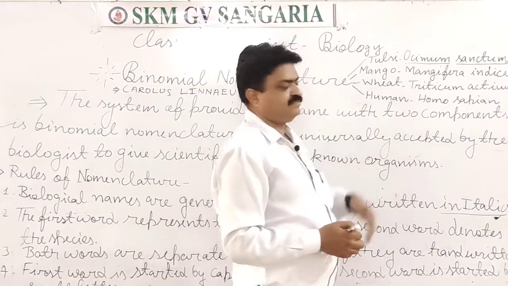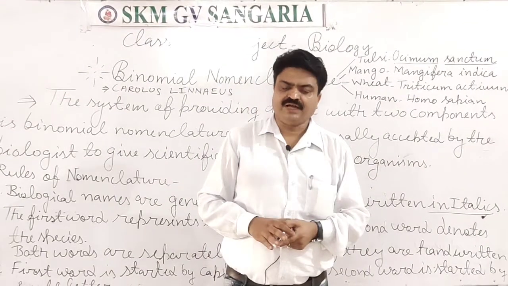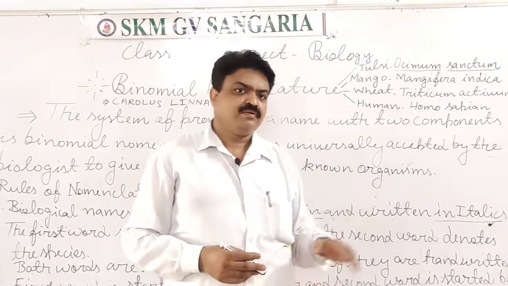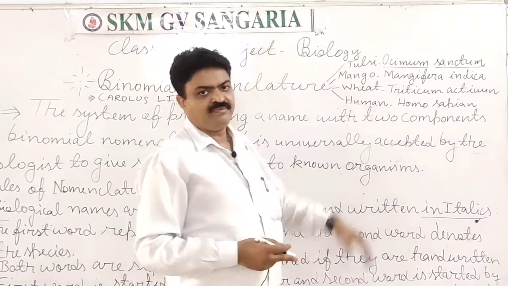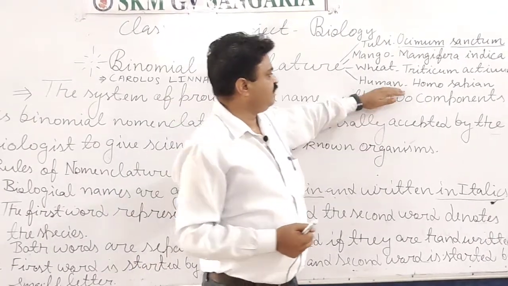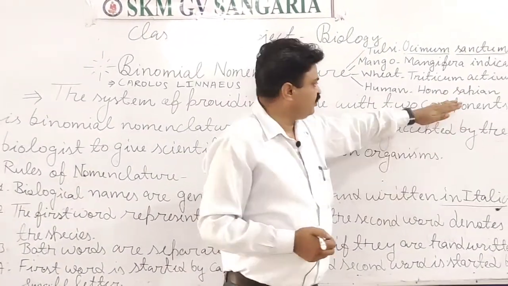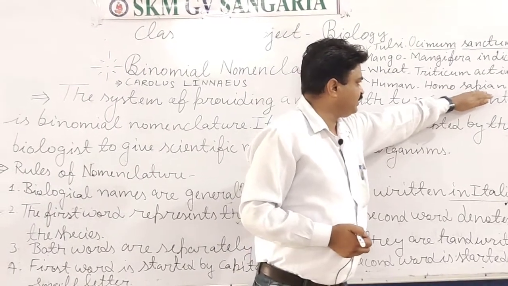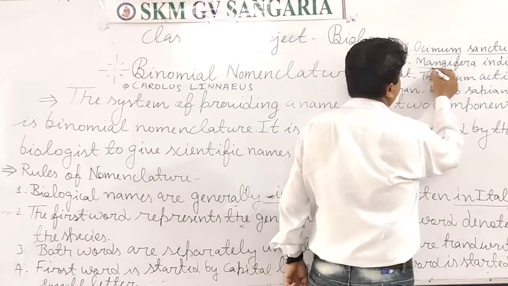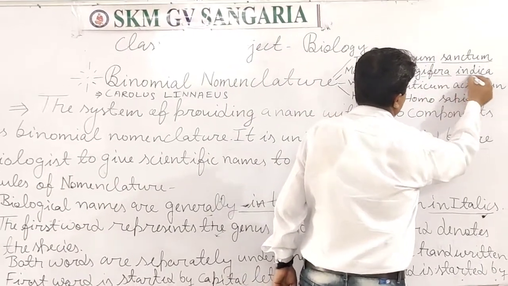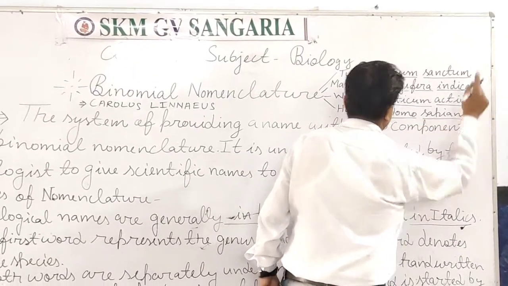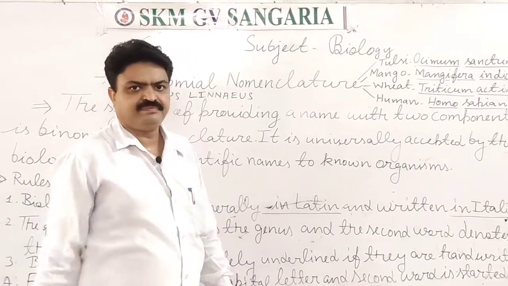Next is wheat. Wheat's scientific name is Triticum aestivum. Human means what is our scientific name? Our scientific name is Homo sapiens. Homo is the genus and sapiens is the species. Now what will we do? We will underline them separately.